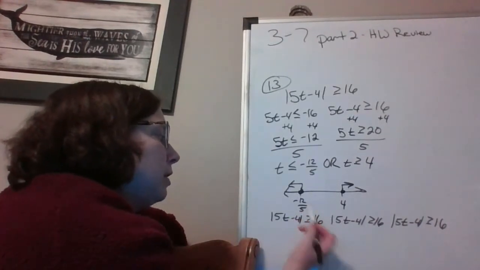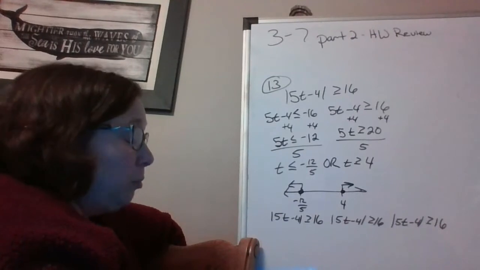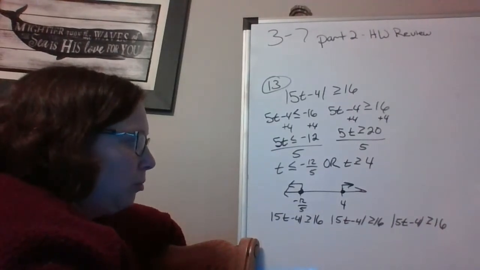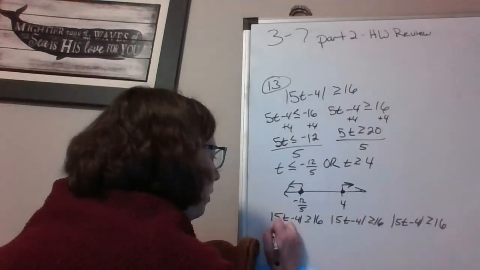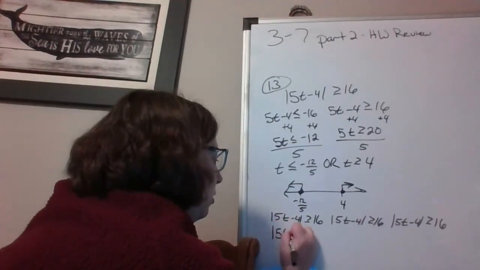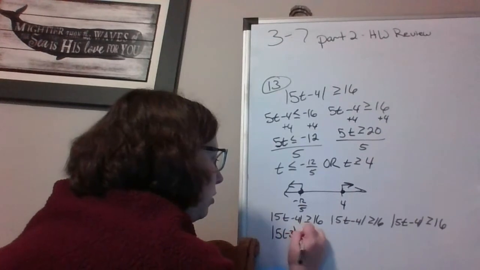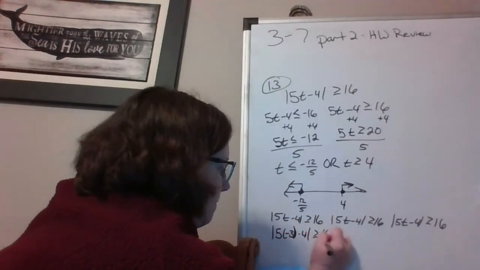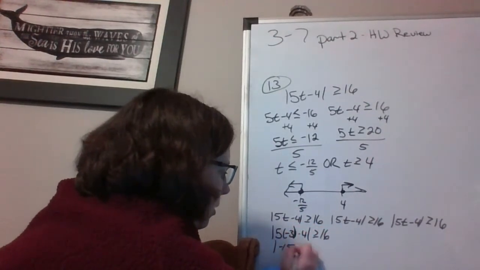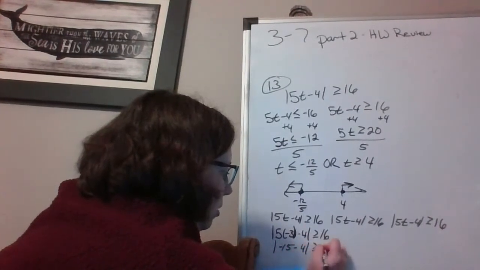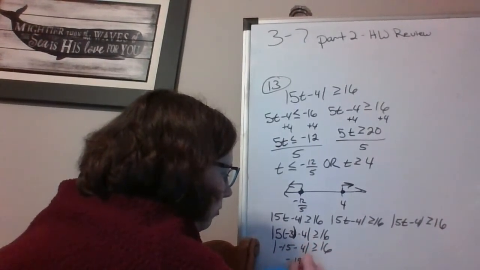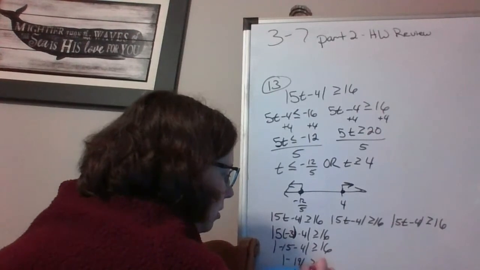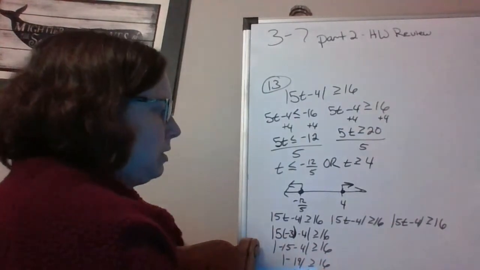Think about this as a proper fraction. It would be -2 2/5, so we could say -3 here. I get -15 minus 4, which would be -19, which is 19. 19 is greater than or equal to 16.